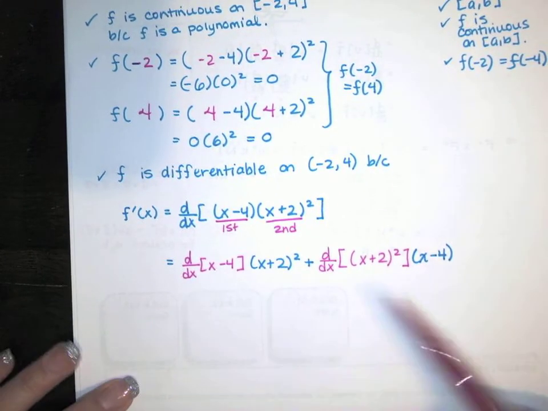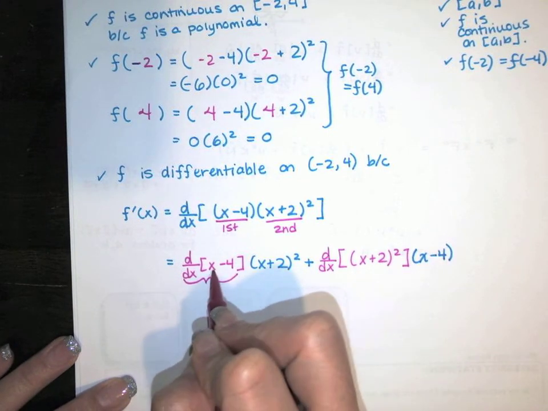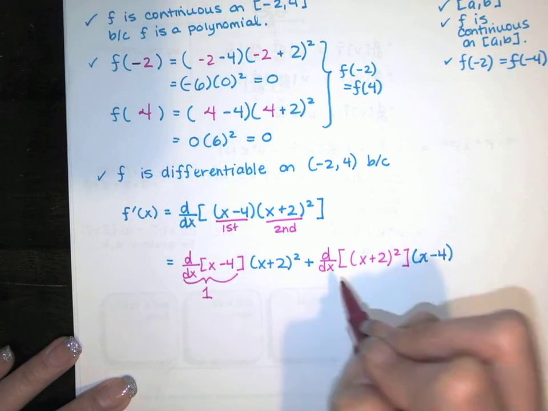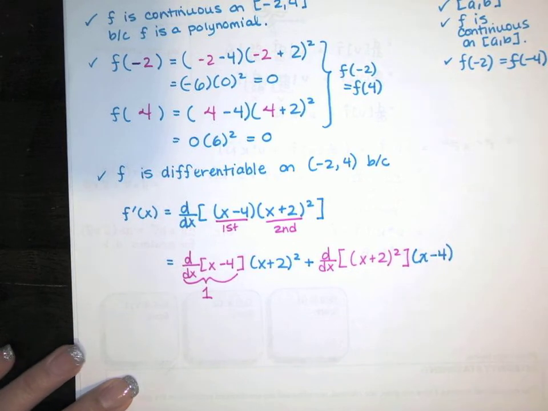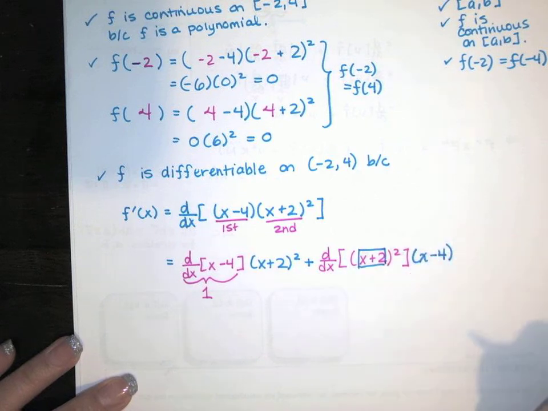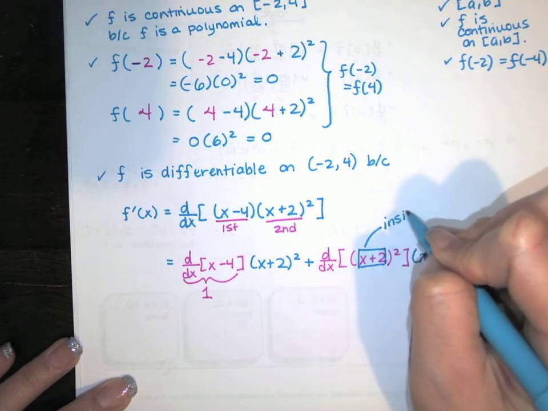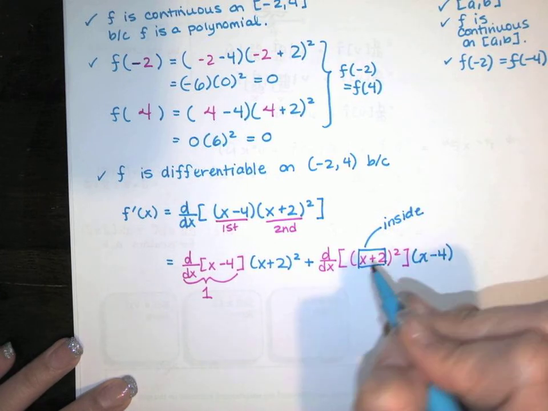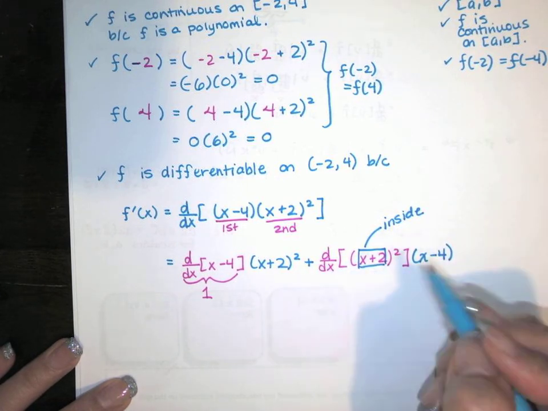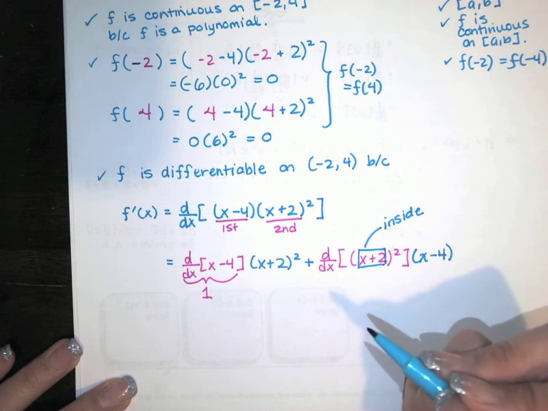And we just evaluate these two derivatives. Derivative of x minus 4 is just 1 minus 0, so 1. And this derivative requires the chain rule, or you could write it twice and FOIL and just use the power rule. I'll use the chain rule so that we can practice with our chain rule. I've got a function x plus 2 nested inside this squaring function. So I'll use the chain rule.